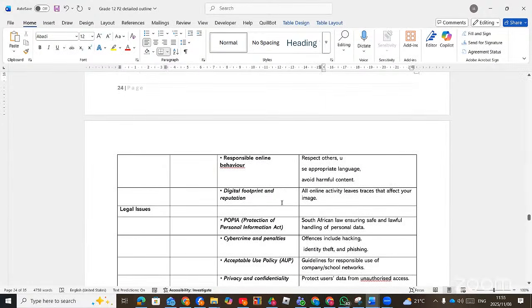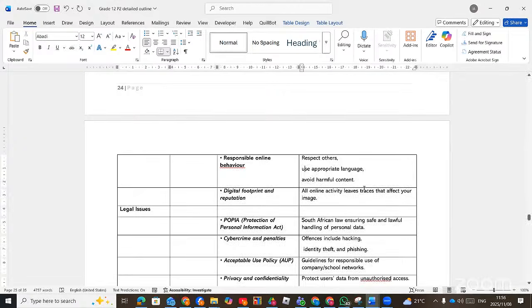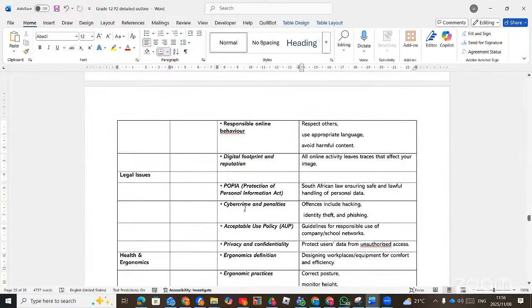And then responsible behavior online. You need to know that you must respect people, use appropriate language, avoid harmful content, and stop cyberbullying and cyber stalking. Digital footprint: those are all your online activities, the traces you leave that can affect your image. We call it digital footprint.